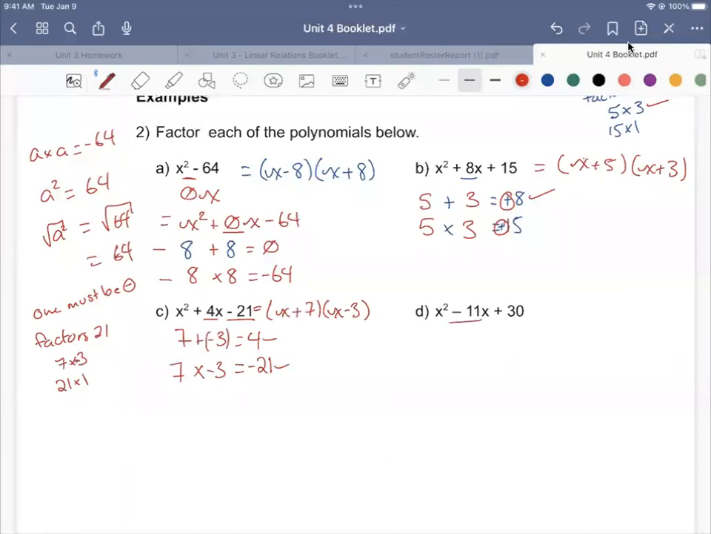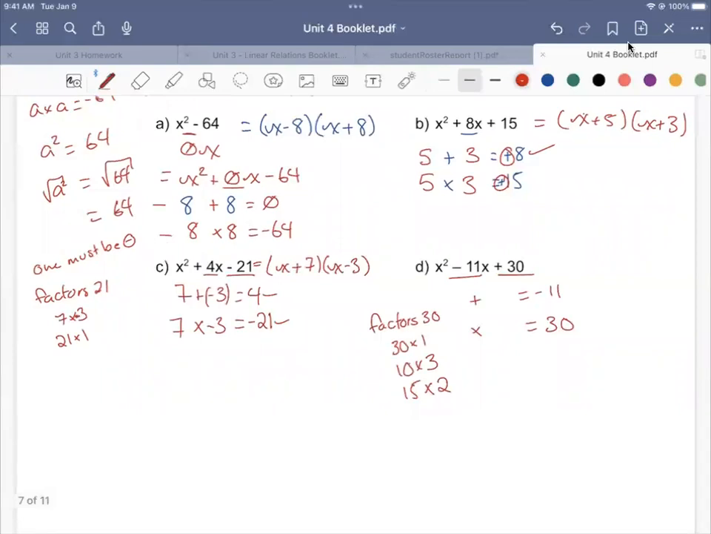So that means I have (x + 7)(x - 3). If I take a look at the next one, the numbers have to add together to equal negative 11 and multiply together to equal 30. So if I take a look at the factors of 30, I could get 30 times 1, 10 times 3, 15 times 2. 30 is not divisible by 4 evenly. 30 is divisible by 5, so 6 times 5. 30 is not divisible by 7. So those are the factors that we have to work with.